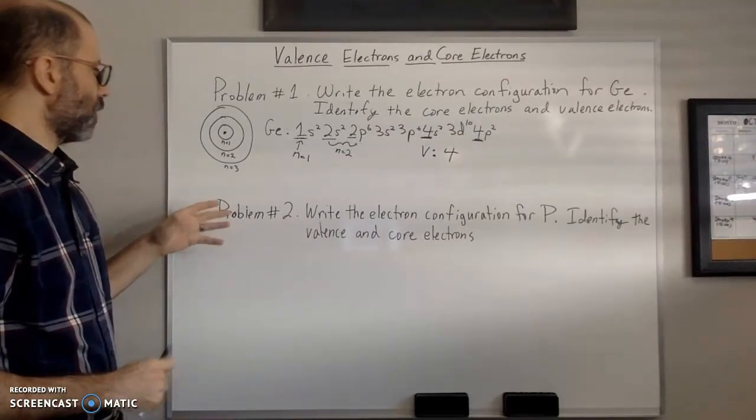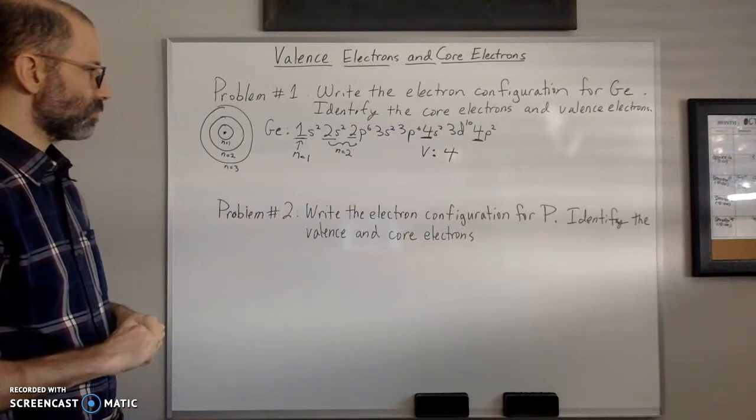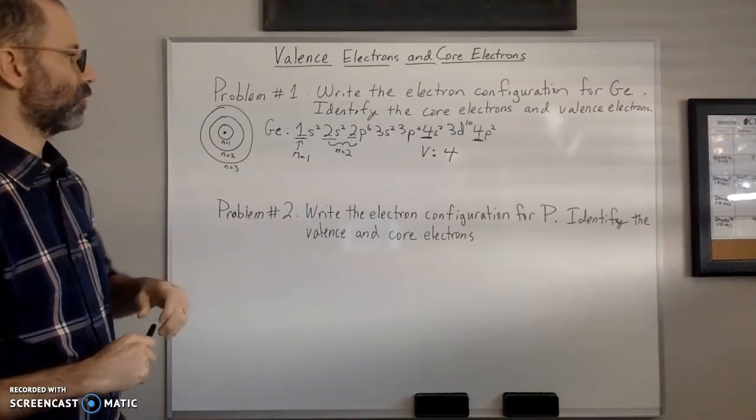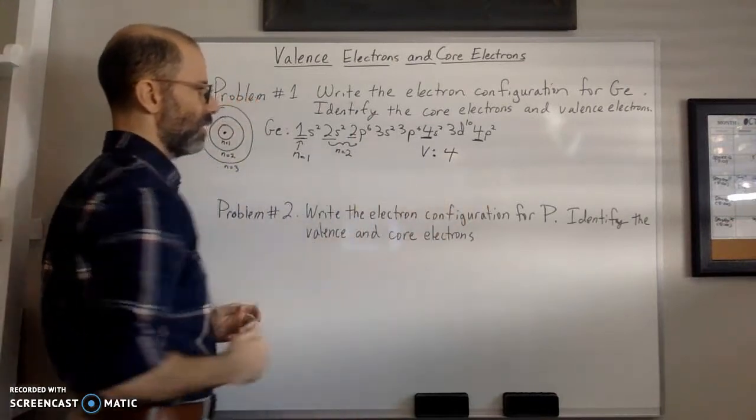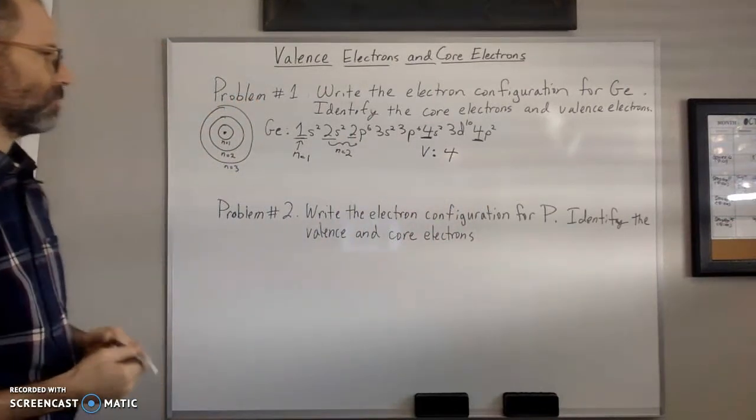So what else is there? So let's go on to the next problem. So we've identified the core electrons and we've identified the valence electrons. Okay.